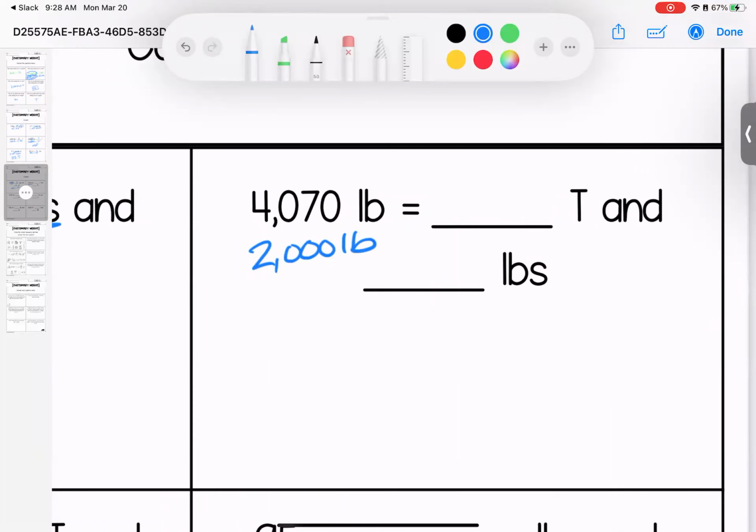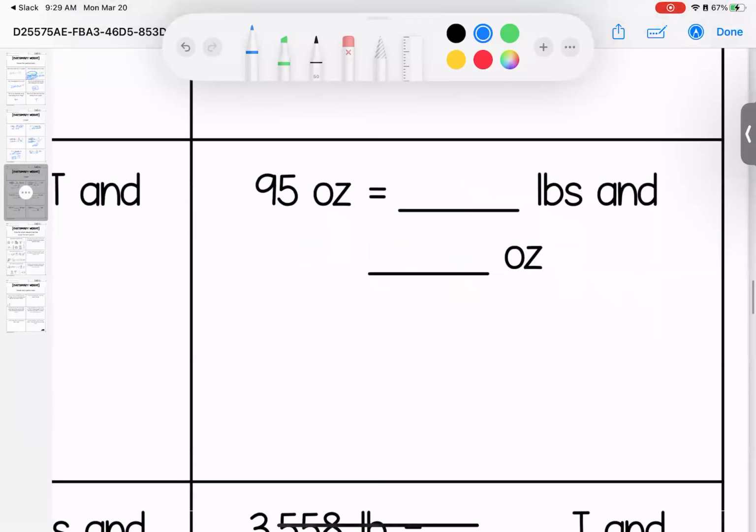Pounds to tons, there are 2,000 pounds in a ton. Same side, I divide. 2,000 goes into 4,000 2 times with 70 left over. Ounces to pounds, there are 16 ounces in a pound. When I divide 95 by 16, I get 5 with a remainder of 15.